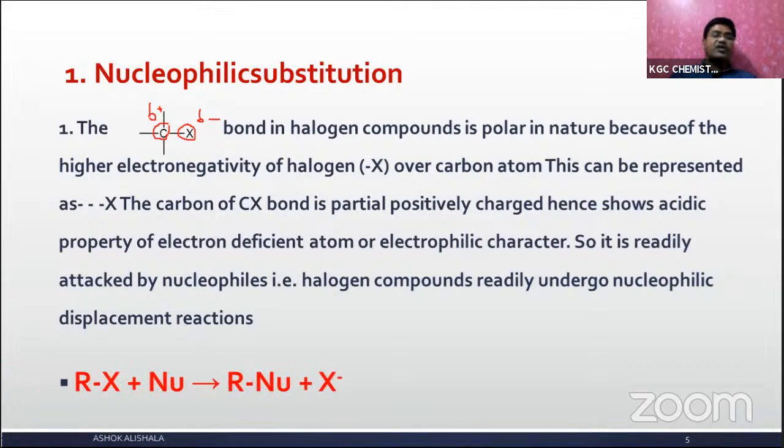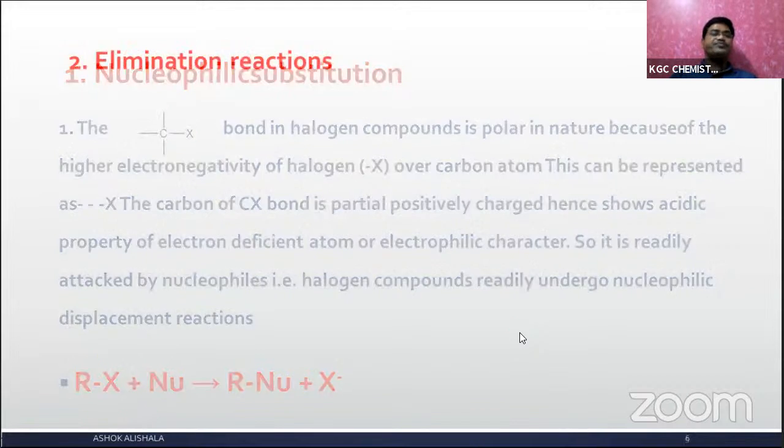So see what happens when an alkyl halide is attacked with a nucleophile. The nucleophile will attack the carbon atom and the halogen will be substituted. This is what is called nucleophilic substitution reaction. The reaction in which one nucleophile is substituted by another nucleophile is called nucleophilic substitution reaction.